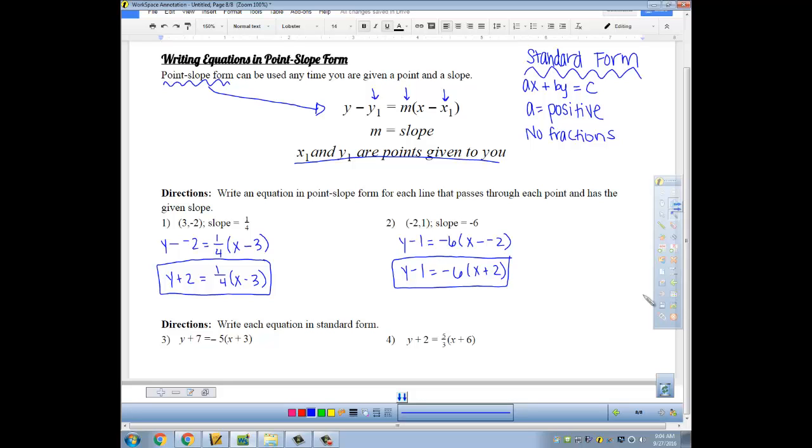Now the next two examples, we're going to be putting it in standard form. That, in my opinion, takes the most effort. So if you find standard form easy after we go through the examples, or you understand it at least, then you're set for this section.